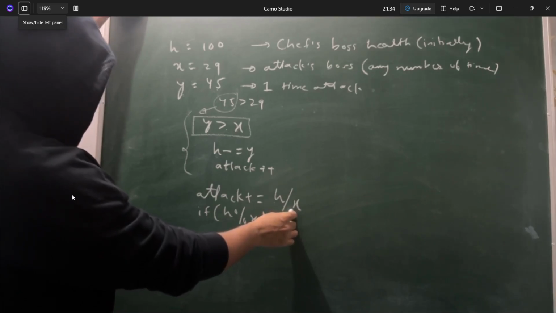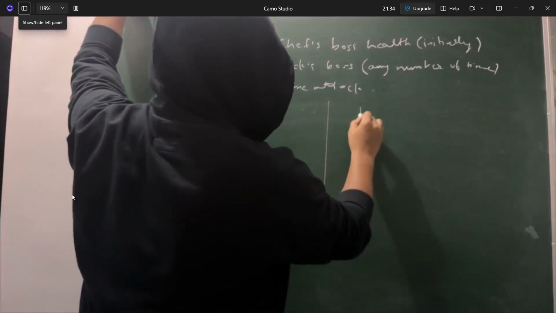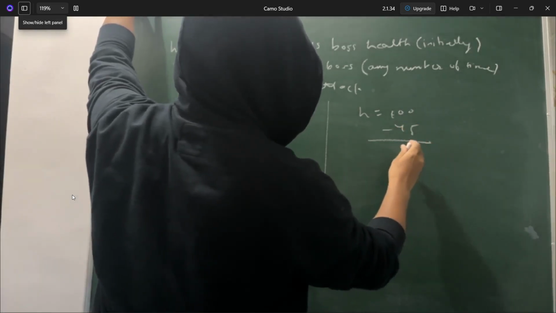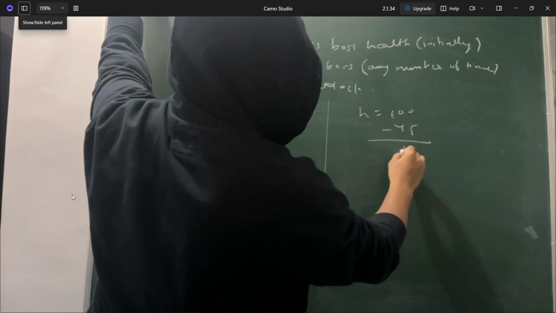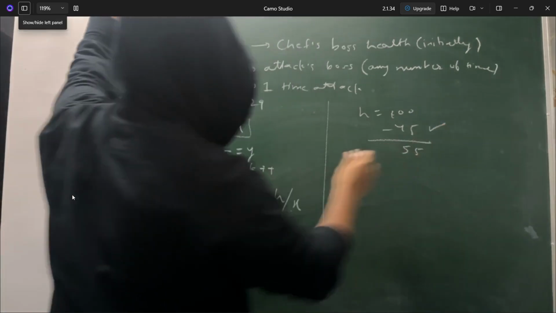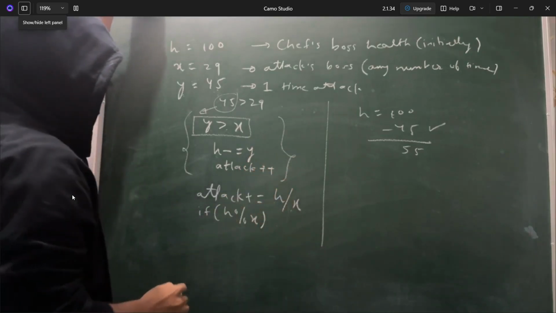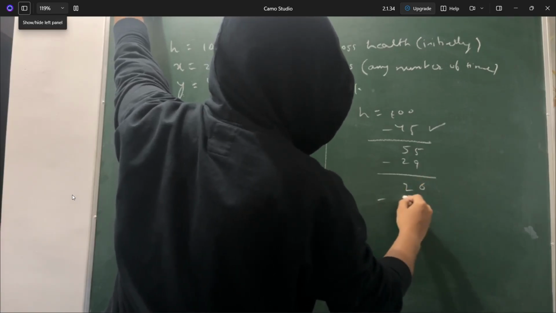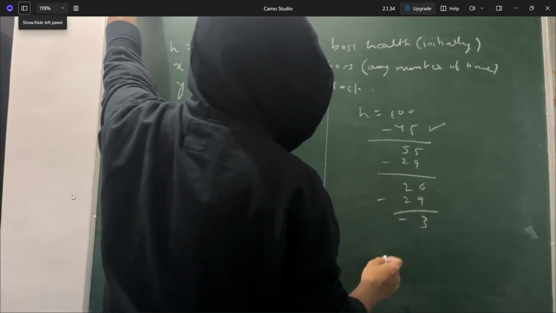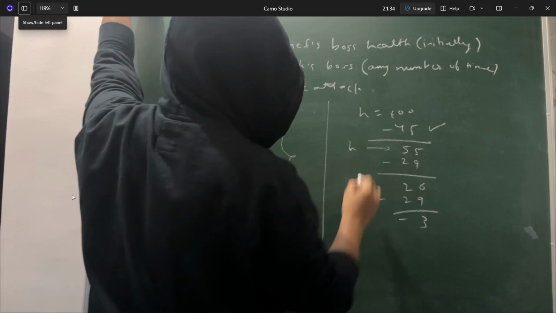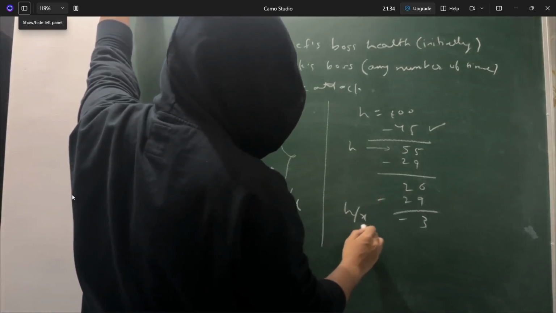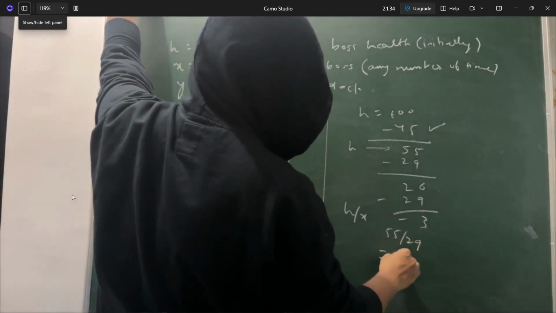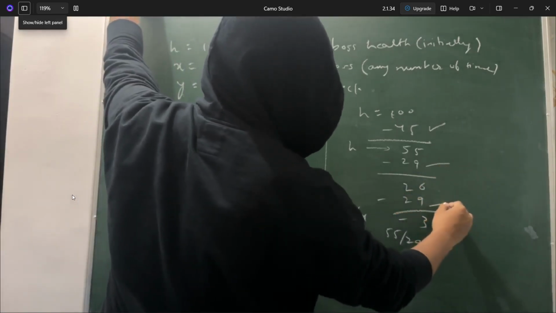But in the last case, let's say in one of the examples I was explaining, when h is 100 and we are using 45, now you see this is 55, okay, one operation you have used. Now you are using x operation, so it is like 26, using again this will be minus 3. So now your health is h here, right? So if you do h by x, which is 55 by 29, your answer will be 1. But if you see, you are using two operations, 1 and 2.